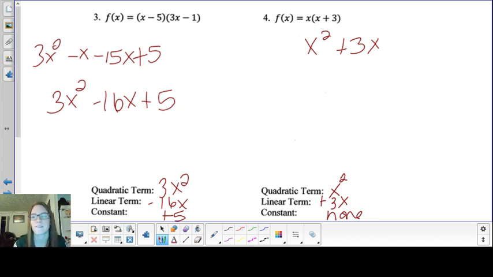Now, if you notice in the second term, or number 4, excuse me, there's no constant. So in this case, I have a none down here. Whenever you don't have a specific one, just write none. Don't put 0. I mean, I guess technically it could be 0. Just write none. It'll make your life easier. Just trust me on that.